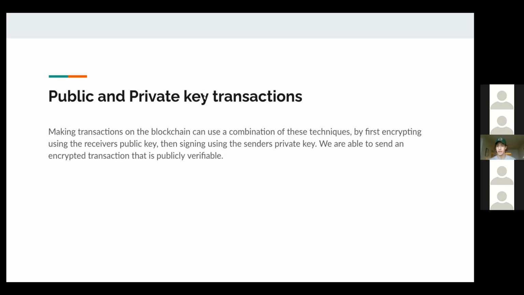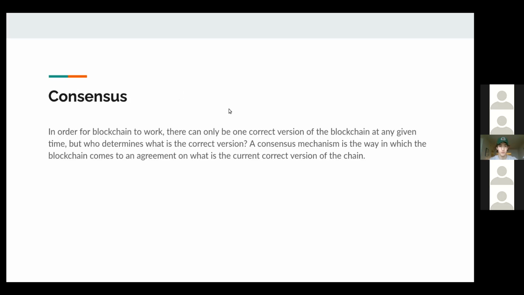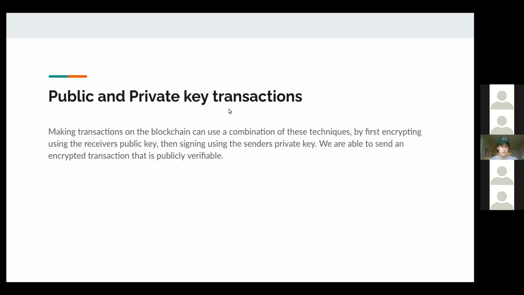And so now we've got the basis here. We've got signing, we've got encryption. How do we put that all together and make a transaction on the blockchain? So basically, we use a combination of techniques. So, whoops, where do we go? There we go, I think.